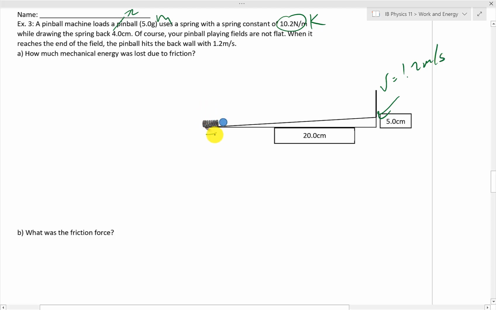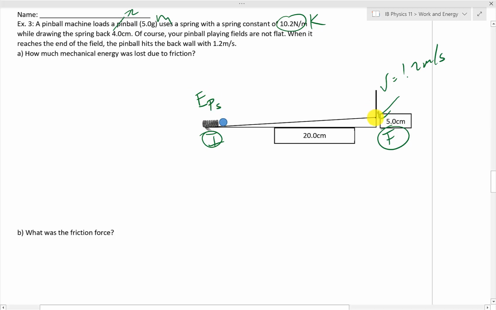So I'm going to call this the initial point. I'm going to call this here, hitting the back wall, the final point. Seems like those are the things we care about. At the initial point here, we have a lot of stored potential energy in the form of elastic potential energy. So I'm going to write that as EPS, for spring, not ESP.